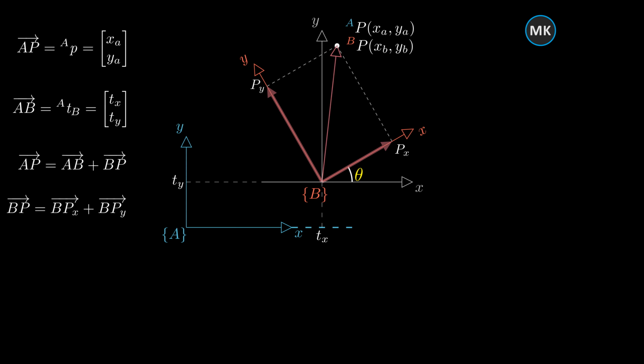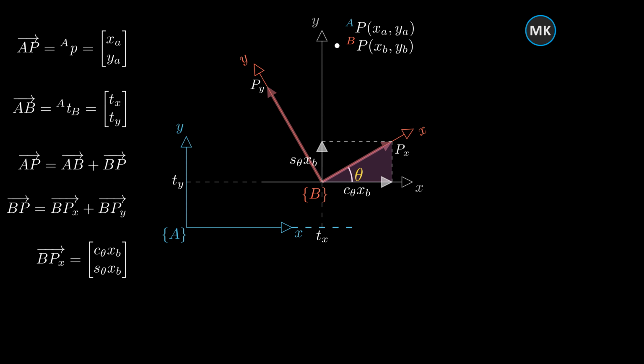We introduce an auxiliary frame with the same origin as frame B and axes parallel to frame A. Using trigonometry, we decompose BP sub x and BP sub y into components along the auxiliary axes. These components are then expressed in frame A coordinates. Consider the vector BP sub x. Its magnitude is x sub b.